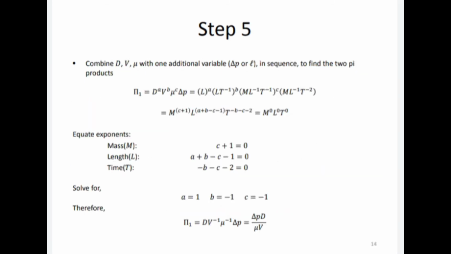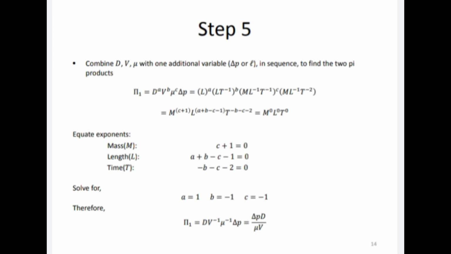So step 5 is we have to combine this d, v, mu with one additional variable, which is delta p or L, in sequence to find the two pi products. First we will do delta p. So pi 1 is equal to d power of a, v power of b, mu power of c, and we have to times with the delta p. So we will have to substitute it with dimensions. So M power of c plus 1, L power of a plus b minus c minus 1, and T power of minus b minus c minus 2. So it will be equal to M power of 0, L power of 0, and T power of 0.